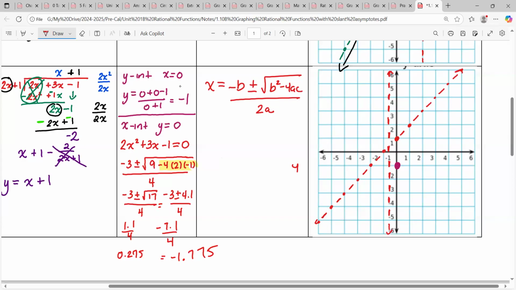Okay, so what do we have here? What's your x-intercept? Point 275? And what's the other one? Negative 1 point... All right. So can you guys already see where you can follow the curves here, right? Here's your asymptote, and here's your vertical one on this side.